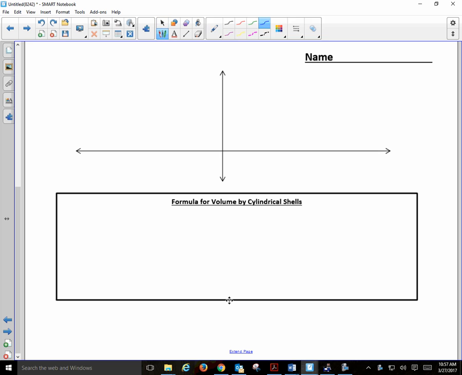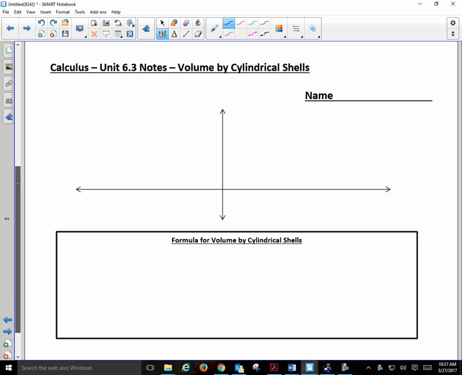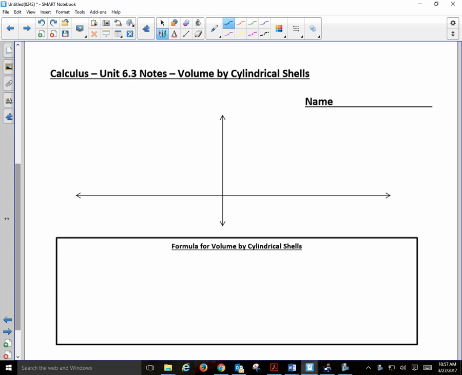All right, here we go. So, suppose that we have a curve. It looks something like that. And suppose you want to revolve that around the y-axis. We'll call this y is equal to f of x. We have a function. We revolve it around the y-axis, and you get something like that.